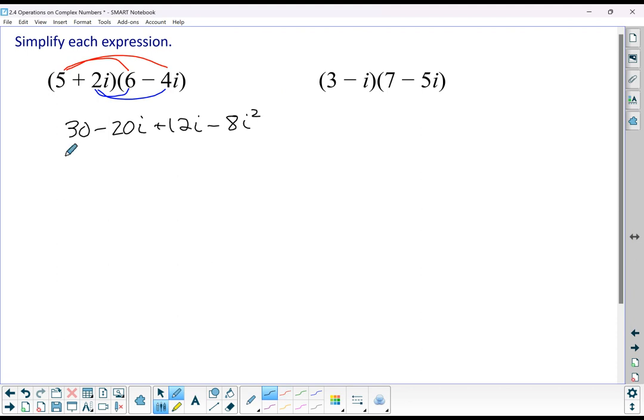So the 30 is a real part for sure. And then these two terms are both imaginary. Negative 20i plus 12i is negative 8i. And then this guy over on the end, negative 8i squared, well, that's the same as a negative 8 multiplied by a negative 1. So that's a positive 8. So these two real parts can combine together, the 30 and the positive 8. So we have a real part of 38 and an imaginary part of 8i.